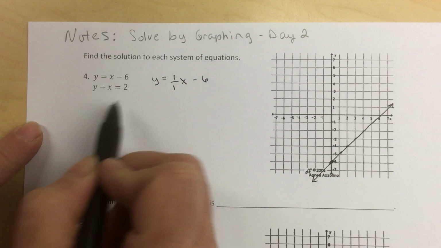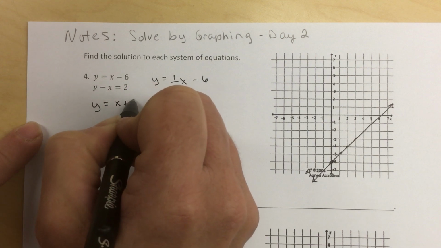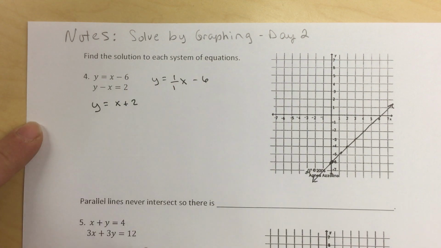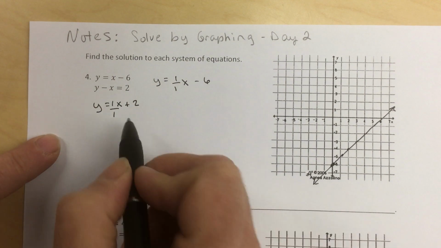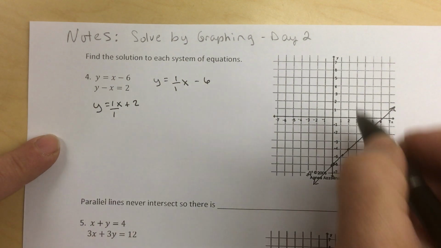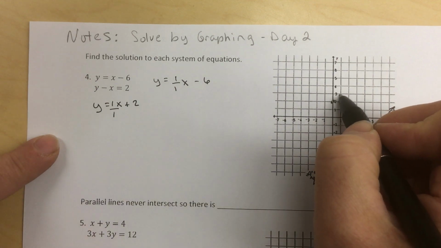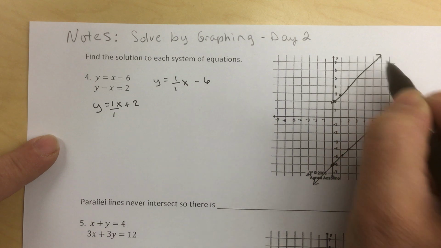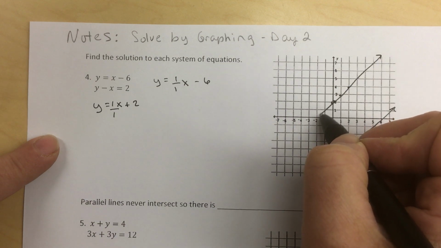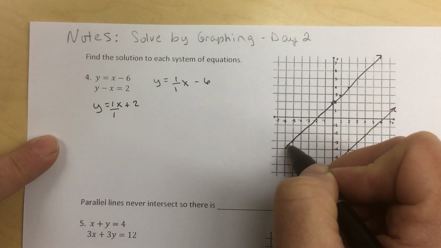Then for this one we need to move the x over. So that's y equals x plus 2 if we add x to both sides. Again, the slope on this one is 1 over 1. So we're going to go to plus 2 on the y-axis, and the slope is 1 over 1, so up 1 over 1. It's also going to go through each corner, and if we extend it this way, it's going to look like this.